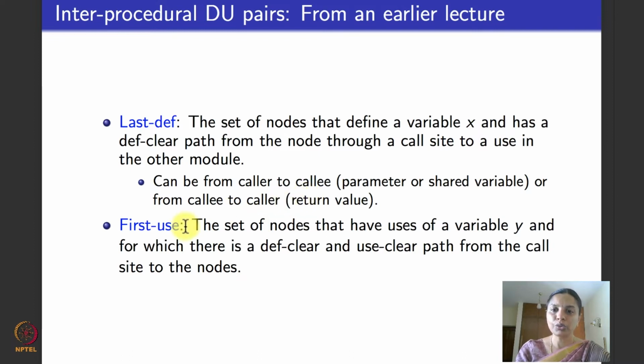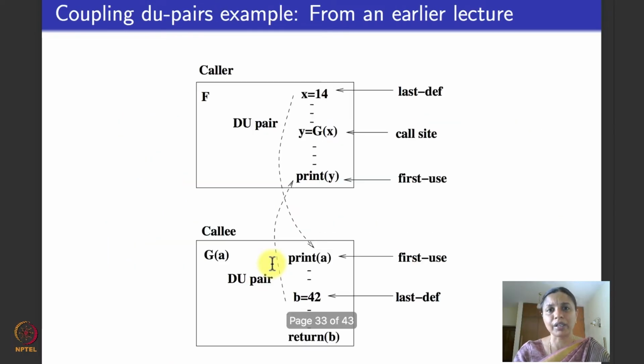What is the first use? It's a set of nodes or statements that have uses of a particular variable y, for which there is a def clear and a use clear path from the call site to the node that contains this use. This is what we saw long ago when we did design integration testing.